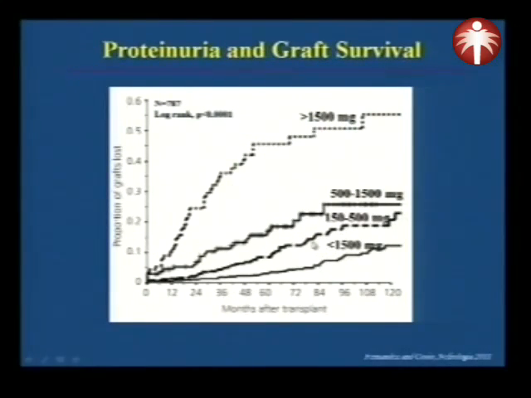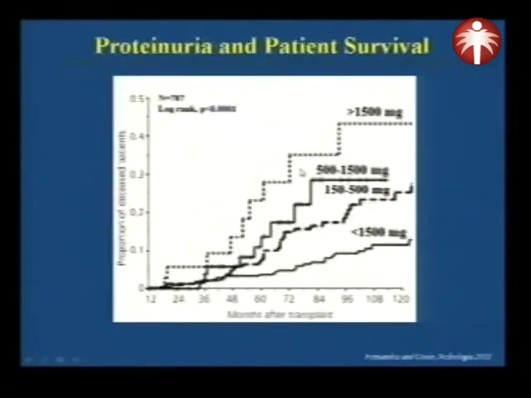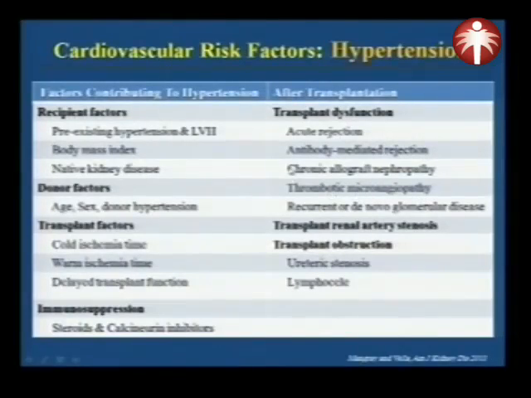And if we look at something like a dose response curve, the more proteinuria here, you can see the more loss of the graft, the danger of losing the graft. And again, same thing with patient survival. The less proteinuria, the better survival rate. The more proteinuria, the lower survival rate of patients.